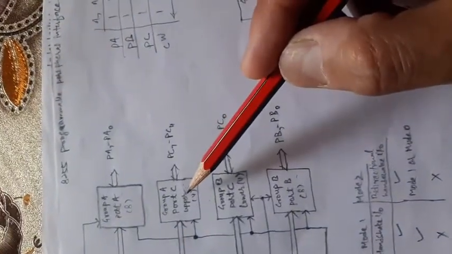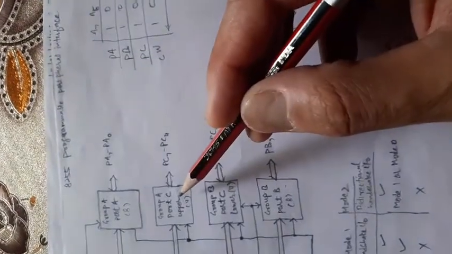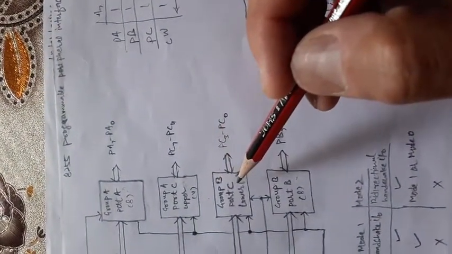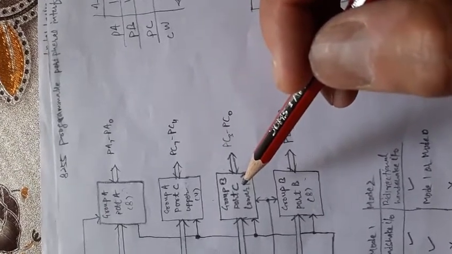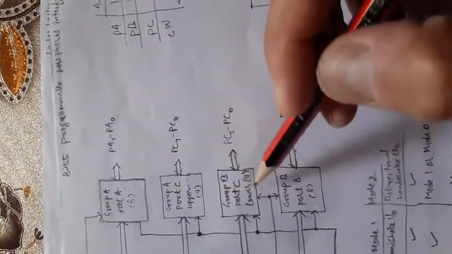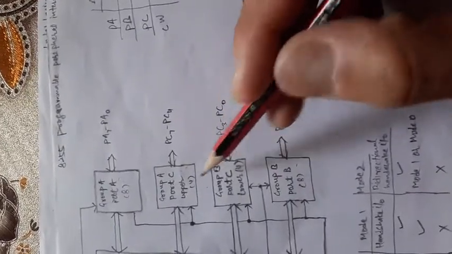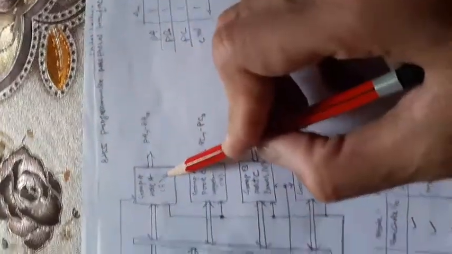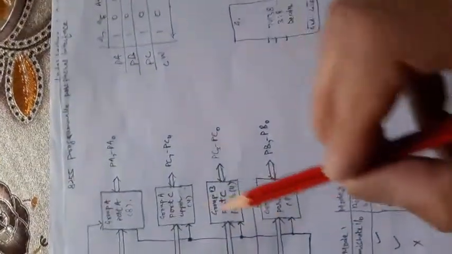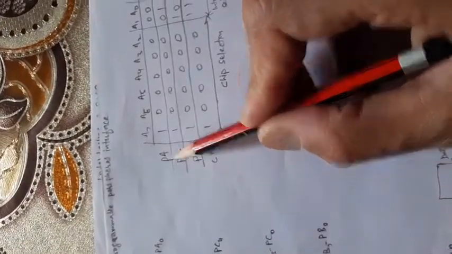Although this port is shown in two parts, port C upper and port C lower, logically it is shown over here. Physically it is a single port in the device. But logically I have shown it in divided parts. So one address for port A, one for port B, one for port C, and the fourth address for the control word.